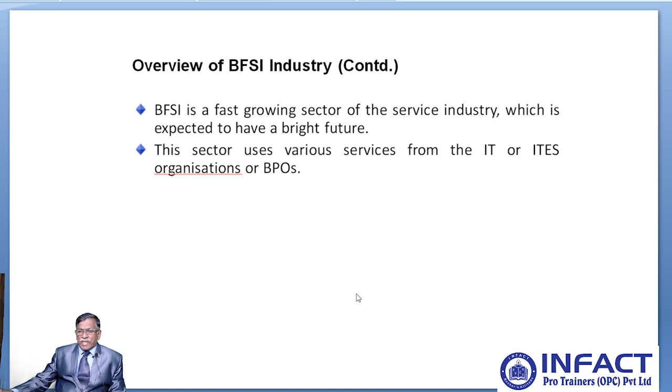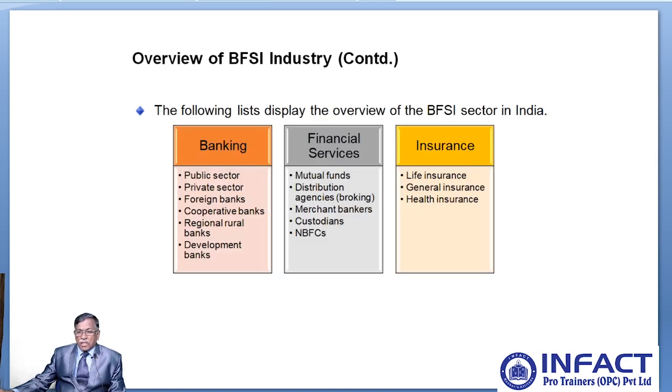This sector uses various services from the IT or ITES organizations or BPOs. Now, the following list displays the overview of the BFSI sector in India. If you take banking, we have something called public sector. Under banking, we have banks coming under public sector, banks coming under private sector, banks falling under foreign banks category, and we have certain banks called cooperative banks, and we have certain banks called regional rural banks, and we have development banks. So under banking, we have seen so many categories, starting from public sector goes up to development banks.